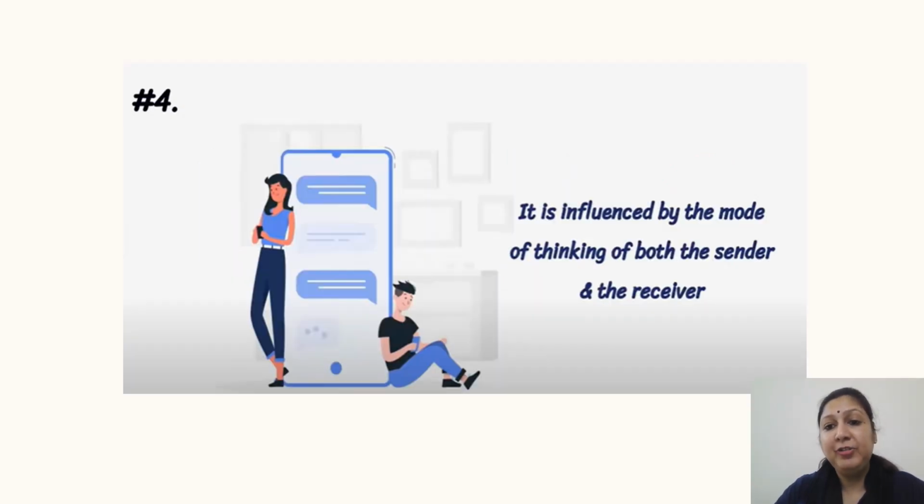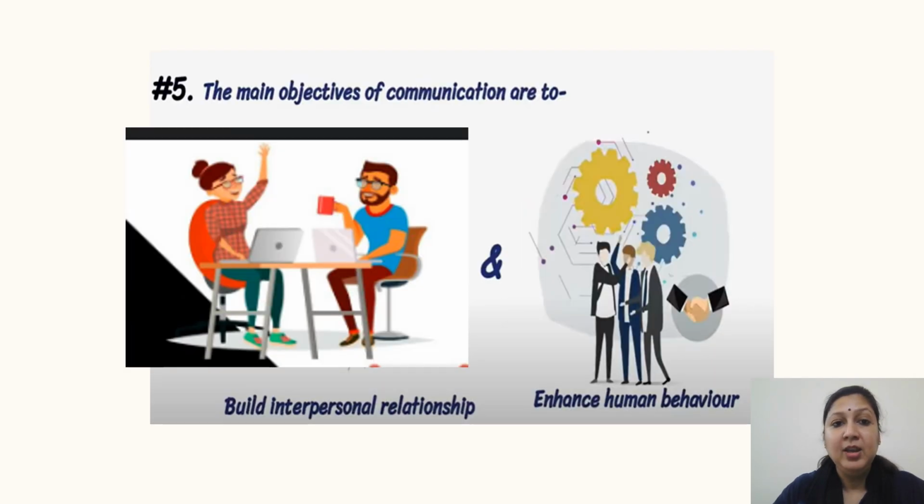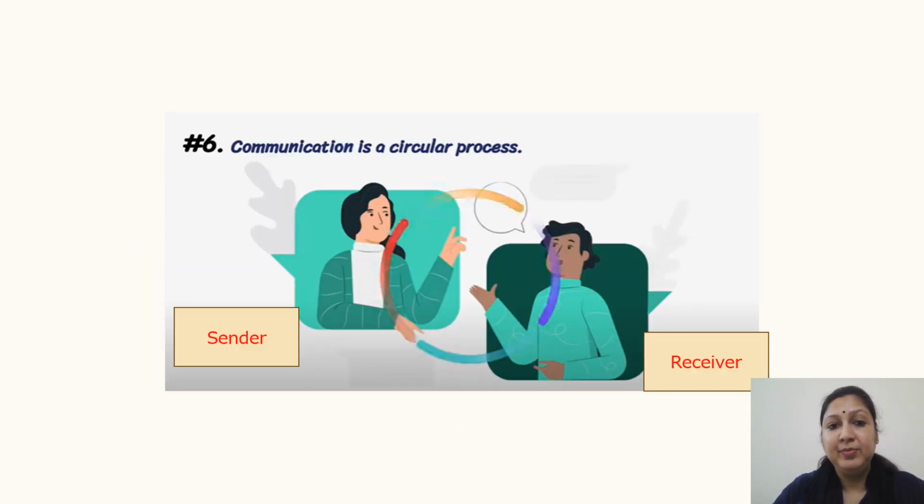It is influenced by the mode of thinking of both the sender and receiver. Sometimes a message is sent by the sender in such a way that the receiver receives the message in another way. So it is very important to consider the mode of thinking of both the sender and receiver. The main objective of business communication is to build interpersonal relationships and to enhance human behavior. Communication is a circular process. When the message is sent by the sender and received by the receiver, it is sent back to the sender in the form of feedback.